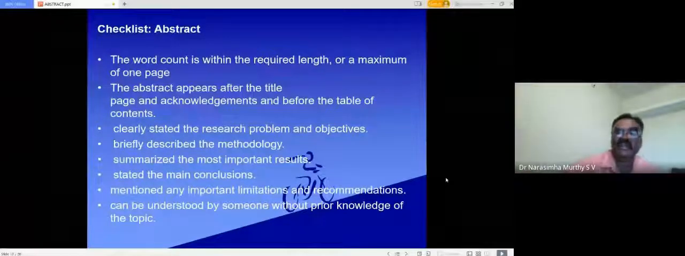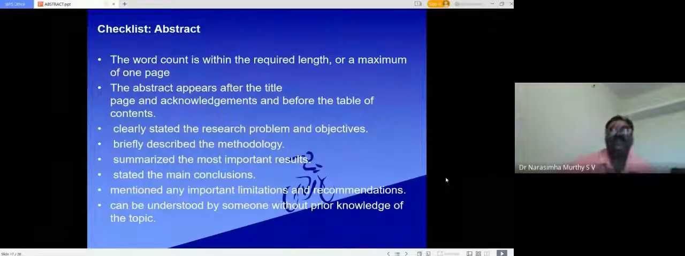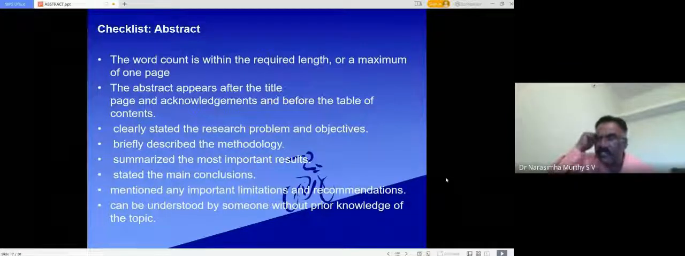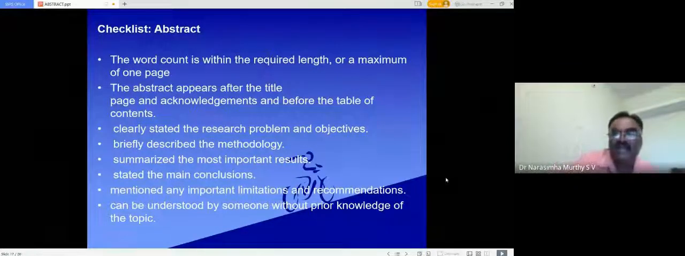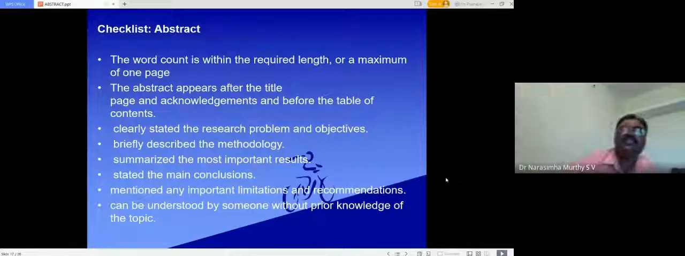Finally, you have done a lot of work on an abstract. You have invested a lot of time, effort, energy. All those things are done. So let us have a checklist. First checklist is the word count. Remember, the moment you say an abstract, usually 100 to 200 words.